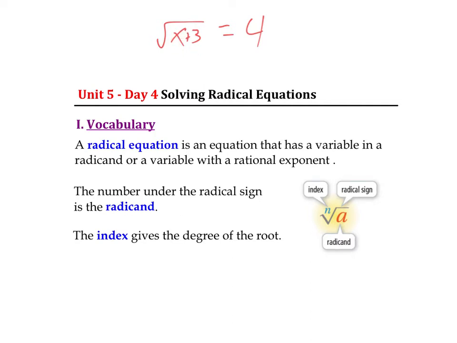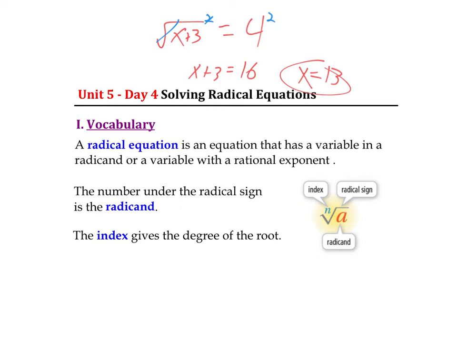Where we need to access this variable, it's trapped underneath the radical. Well, easy peasy, to get rid of a square root, let's just square both sides. Because after all, a squared and a square root kind of knock each other out. So this becomes x plus 3 equals, well, 4 squared is just 16. And we could solve that to get x equals 13. So we've seen these before.